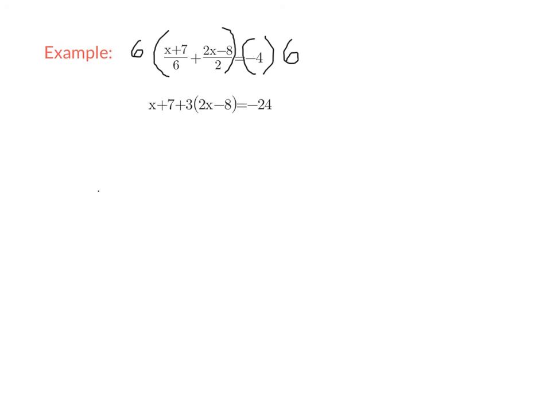Let's clear out the parentheses. And then I'm going to combine like terms. And then I'm going to add 17 to both sides. And finally, divide both sides by 7. Which gives us our final answer of x equals minus 1.